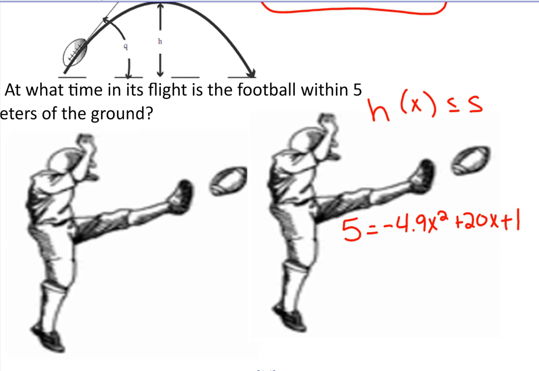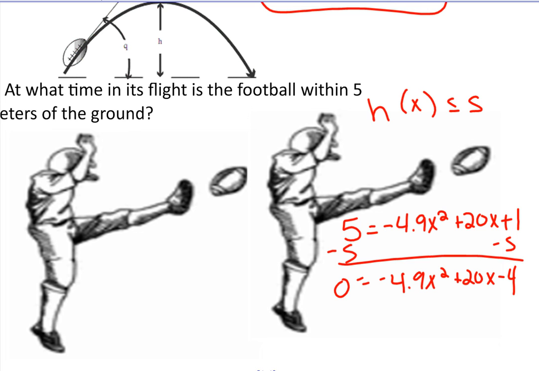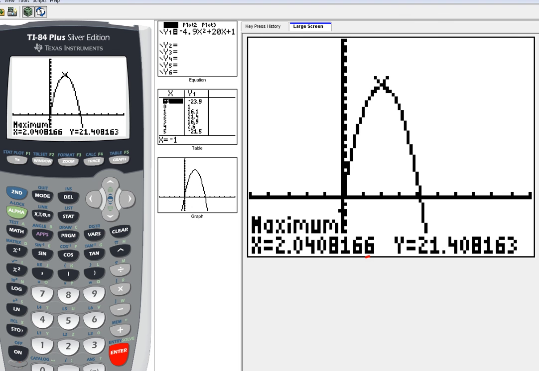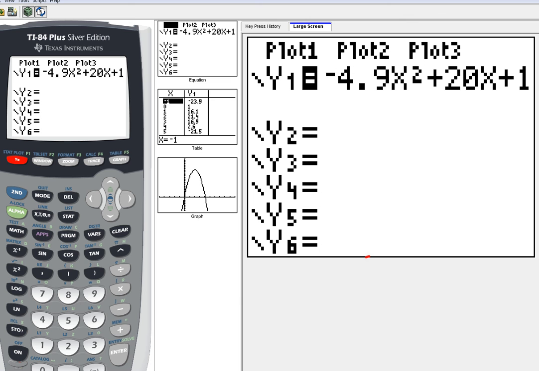And so now I want to find, when I plug the 5 in, where that graph would be at the zeros, where my graph would cross the x-axis. So I minus 5 from both sides here, and here's my new equation I'm going to put in my calculator. So I go to my calculator, and I'm going to change my equation to be the same, except instead of the plus 1, I have a minus 4. Now let's see if that graph looks okay. Can I still see it?